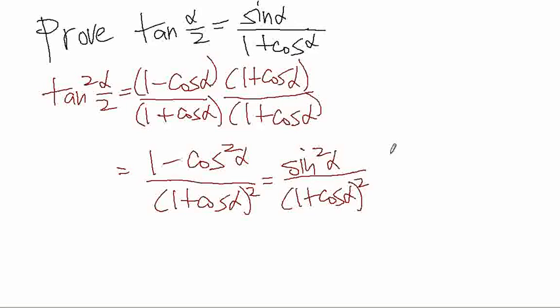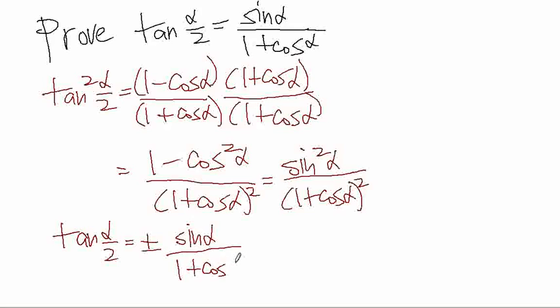Okay, and now the tangent of alpha over 2, because the last line gave me the square of the left side, is equal to plus or minus the square root of the right side of the last line. And so plus or minus the sine of alpha over 1 plus the cosine of alpha. And one way to see whether it's the plus or minus choice is to pick a random value for alpha.